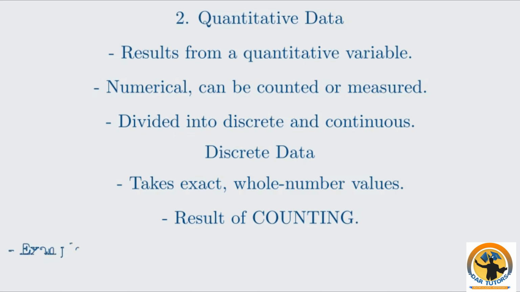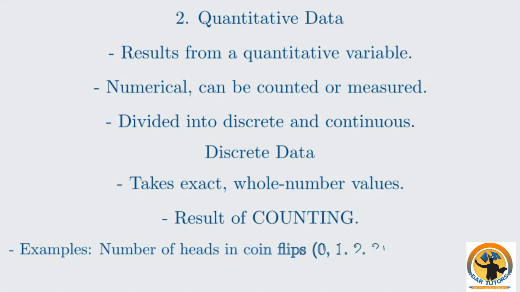Think of the number of heads when flipping a coin 3 times. The answer must be 0, 1, 2, or 3. You can't have 2.5 heads. Other examples include the number of goals scored in a game, the number of siblings a person has, or the number of items in a shopping cart.